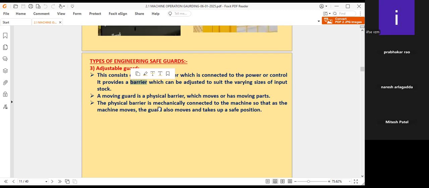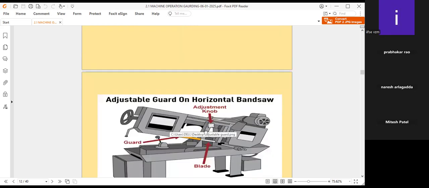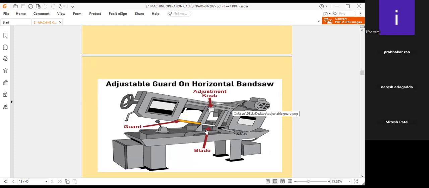Therefore, if you see the adjustable guard on a horizontal bandsaw, this is the blade. We have to adjust the distance while using this isolator. The adjustment of the gap will be taken care of. This is the adjustable guard on a horizontal bandsaw. This is the adjustable knob where the gap is taken care of by the man, and locked. Then only it will be useful. The adjustable guard is used as per the use.